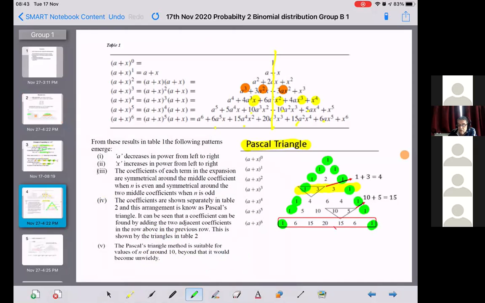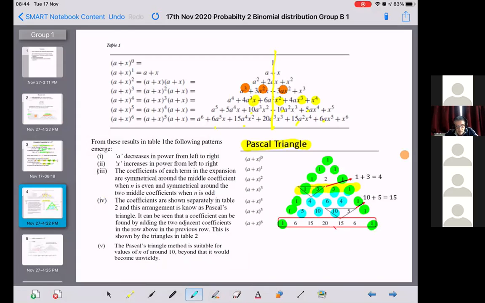If we've got this line here for A plus x to the 3, we can get this coefficient by adding the two numbers above it together. 1 plus 3 is 4, 3 plus 3 is 6, 3 plus 1 is 4. 6 and 4 is 10, 6 and 4 is 10. 1 and 4 is 5. So you can build up a Pascal's triangle using that method.